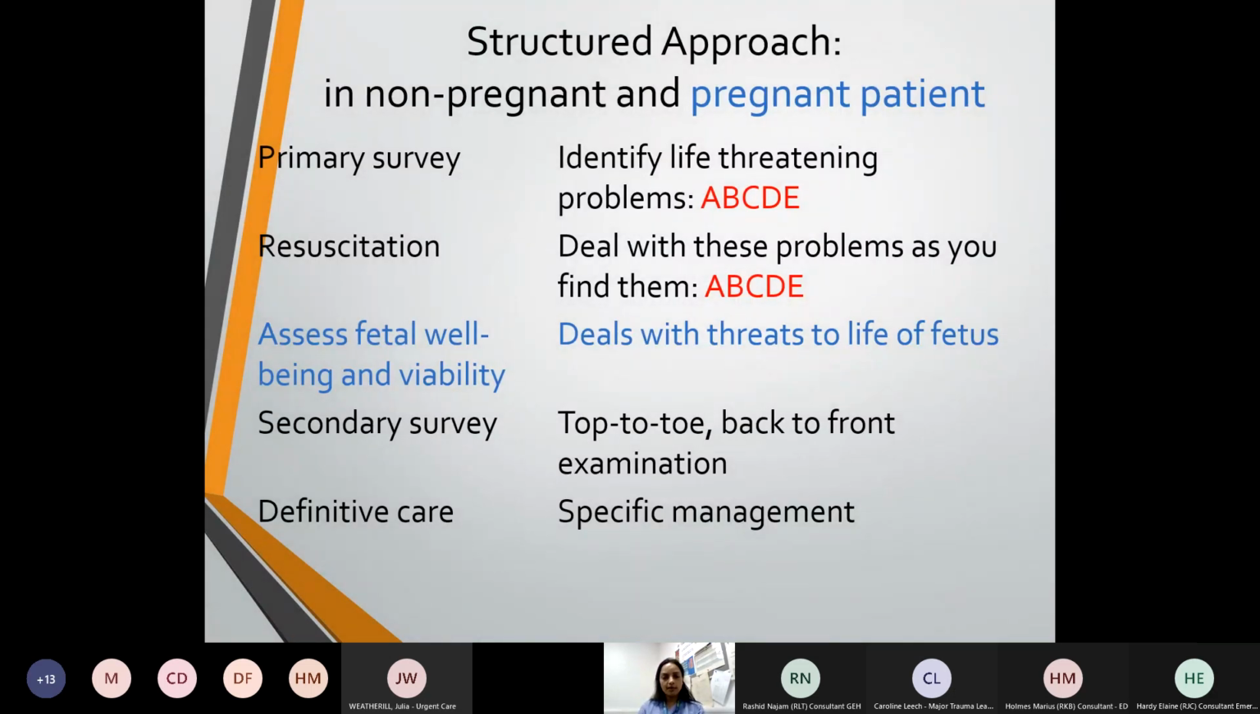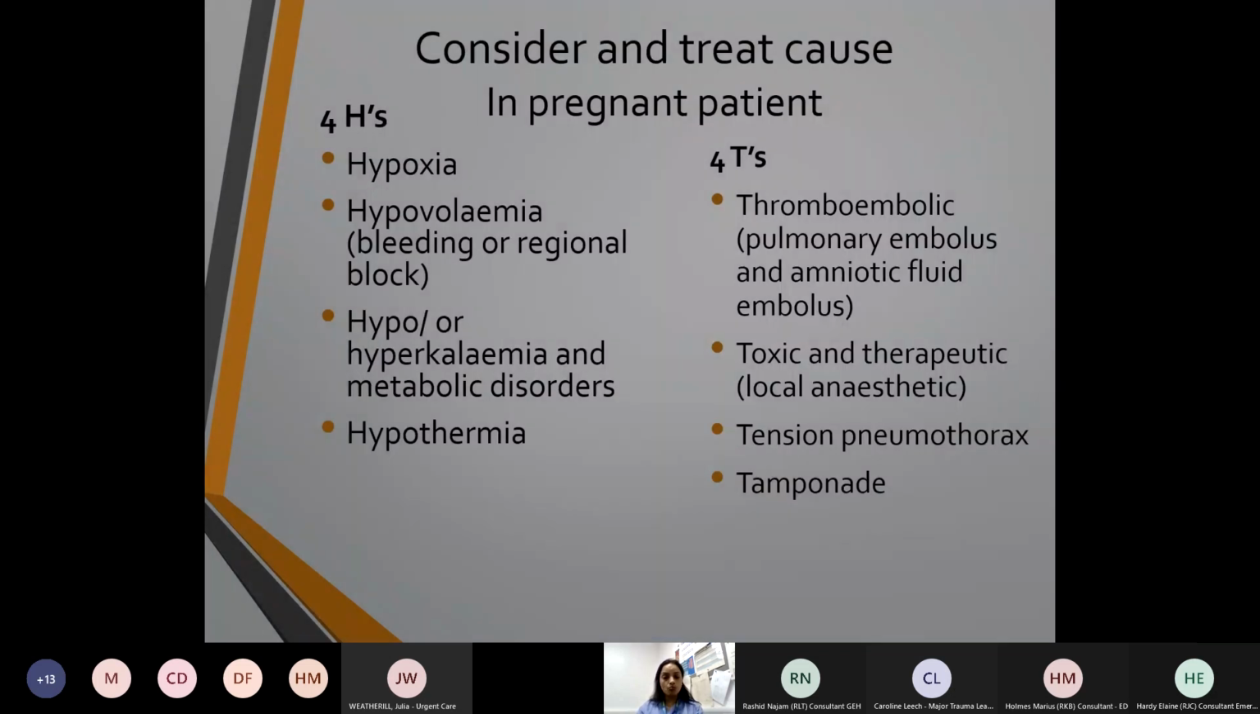So just to recap again, we've come back to what we would take as a structured approach. In pregnant and non-pregnant it would be exactly the same kind of structured approach. The only thing that is different is what could be different just because the mother is pregnant, and what that baby is doing inside her. Does that baby need delivery? That's the only additional thing I would say for trauma that you need to consider, really.